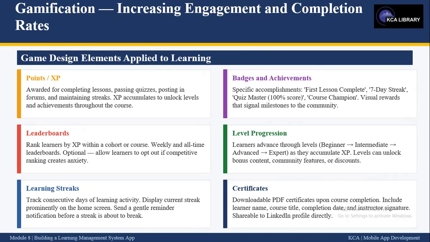Then the next element is level progression. Learners advance through levels, beginner to intermediate, intermediate to advanced to expert, as they accumulate XP. Levels can unlock bonus content, community features, or discounts. Learning streak. Track consecutive days of learning activity. Display the current streak prominently on the home screen. Send a gentle reminder notification before a streak is about to break.